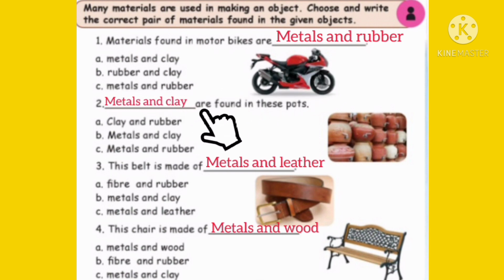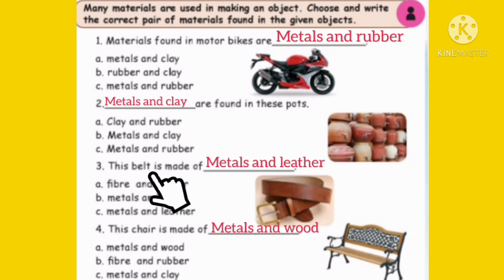Second one, dash are found in these parts. See these parts. What are the materials found in these parts? Clay and rubber. Is this correct? No. Metals and clay. Is this correct? Yes, very good. This is the correct answer. Metals and clay are found in these parts.